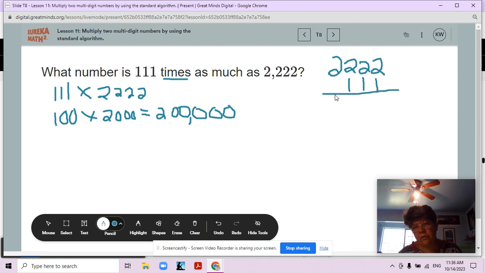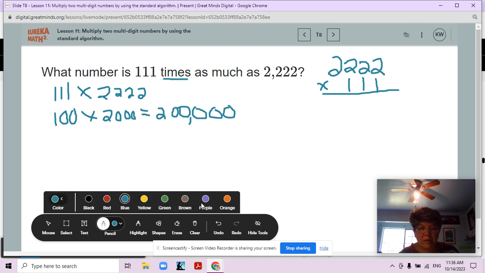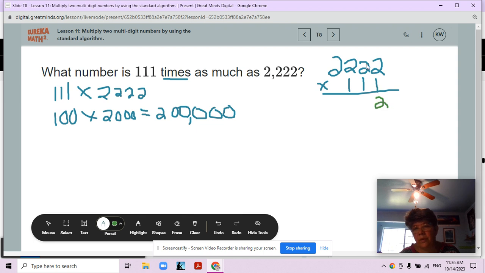Okay, so 2,222 times 111. So we have a lot of 2's and 1's here, so that makes our math a little bit easier. Let's choose green. 2 times 1 is 2. 2 times 1 is 2. 2 times 1 is 2. And 2 times 1 is 2. Right? So basically 1 times 2,222 is our first layer.